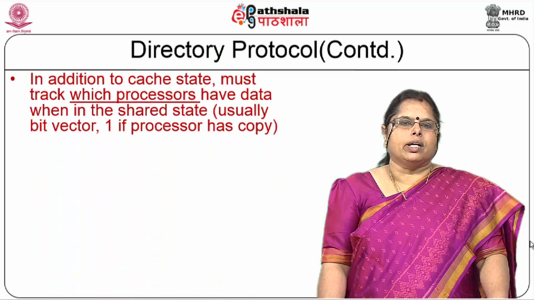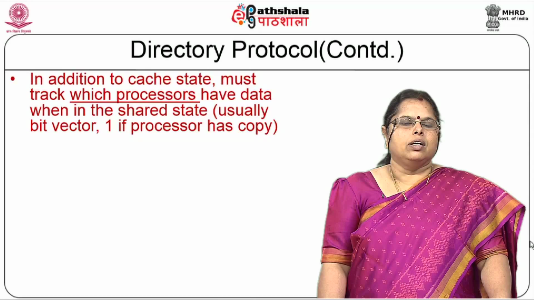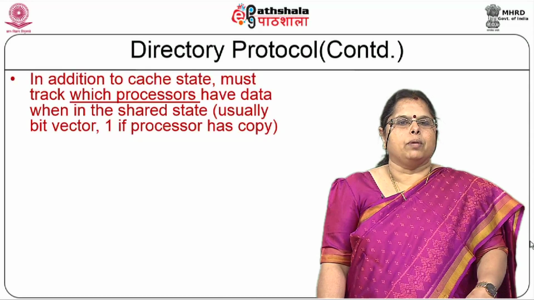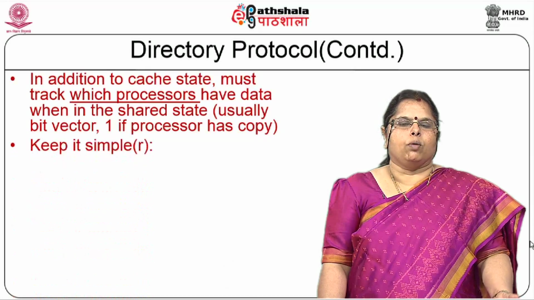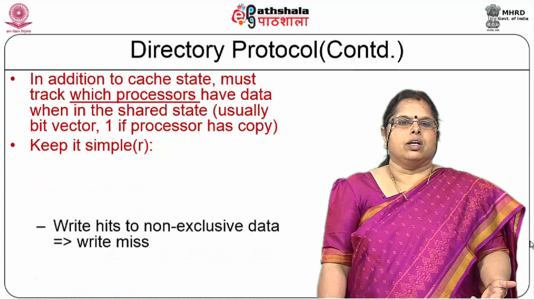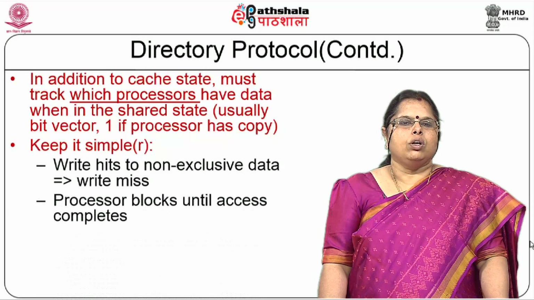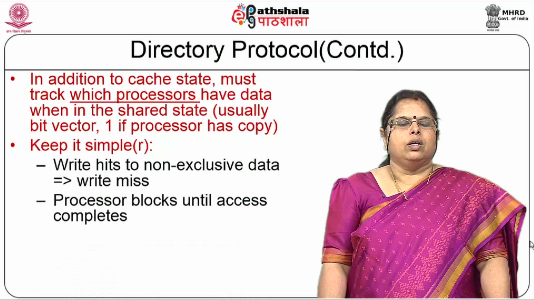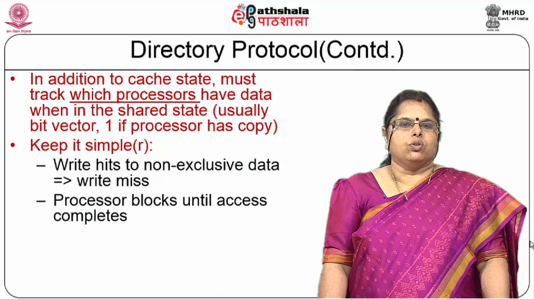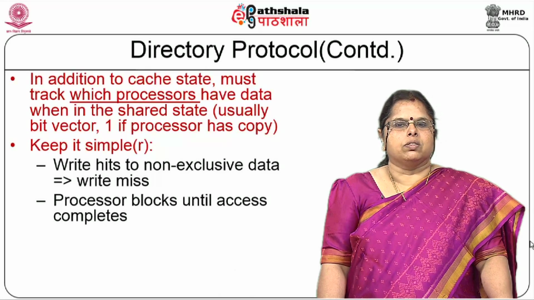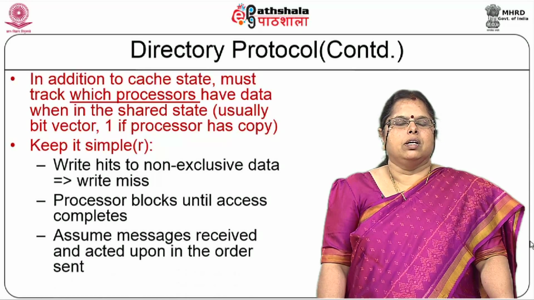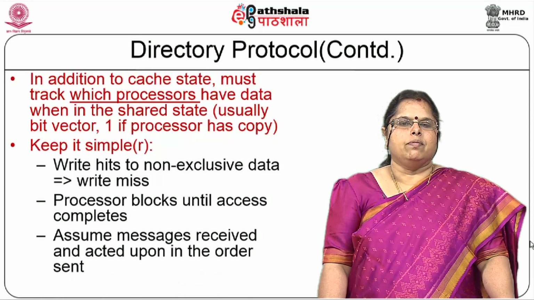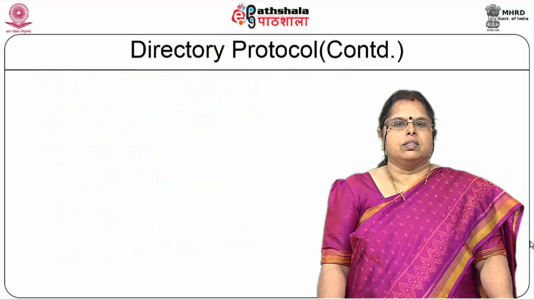In addition to the cache state, we will also have to track which processors have data when in the shared state. Usually this is maintained as a bit vector by putting a 1 if the processor has a copy and putting a 0 if the processor does not have a copy. And to keep it simple, you can assume that write hits to non-exclusive data can be treated as write misses, and the processor blocks until the access completes. And you can assume that messages are received and acted upon in the order that they are sent.